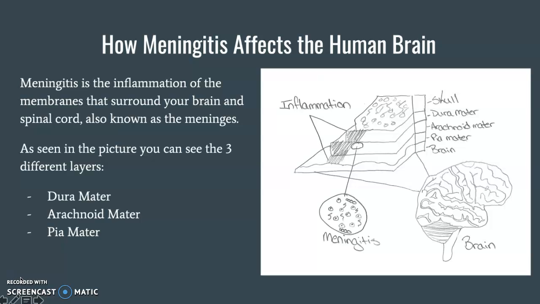How meningitis affects the human brain. Meningitis is an inflammation of the fluid and membranes, also known as the meninges, that surround the brain and spinal cord. Meningitis can affect babies, toddlers, and adults.